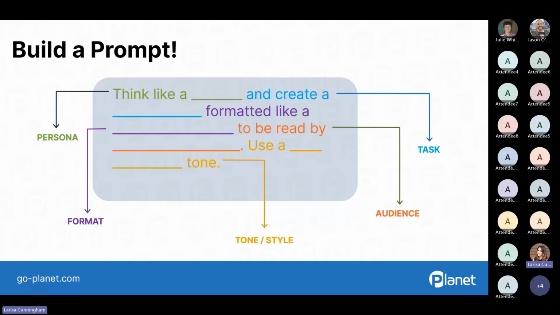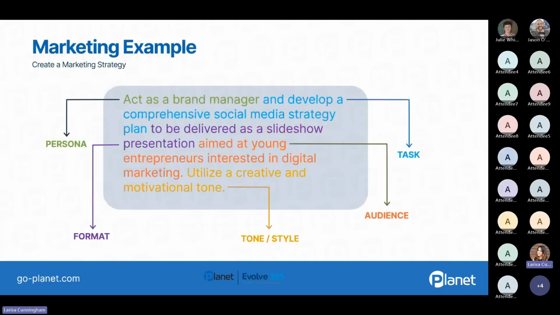Often I will think through this process and then add a whole paragraph more of information and context and story. But at least from here, even if you change just one of these elements, you'll get a totally different result. So for example, if we take a look at a marketing team, we could have them act as a brand manager, develop a comprehensive social media strategy that's going to be a PowerPoint, and we're aiming at young entrepreneurs and so forth. Any one of these elements will completely adjust the response your AI tool is going to give you.